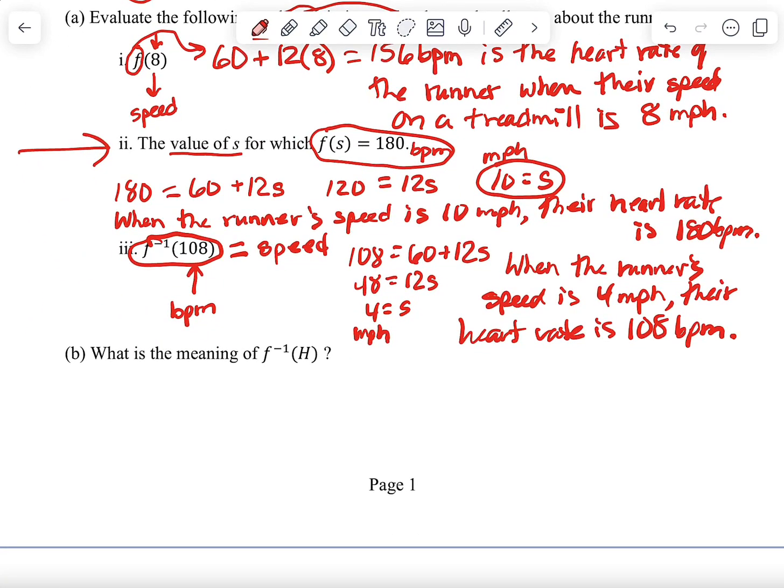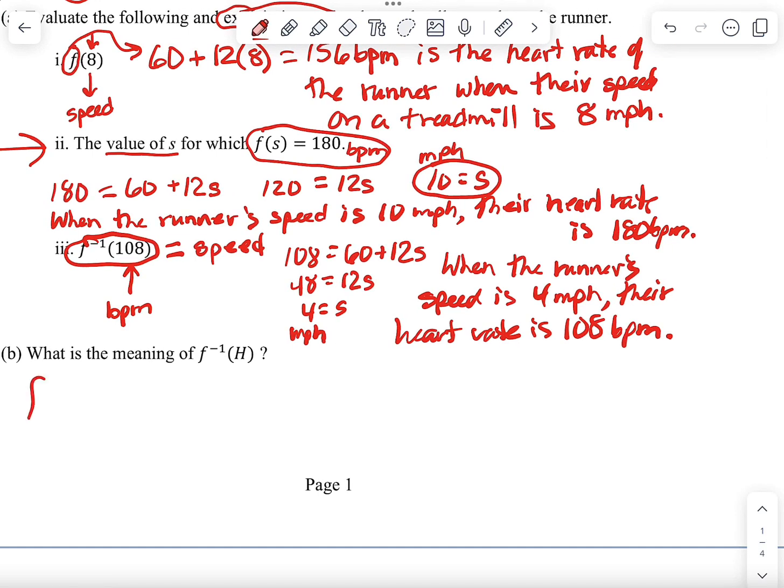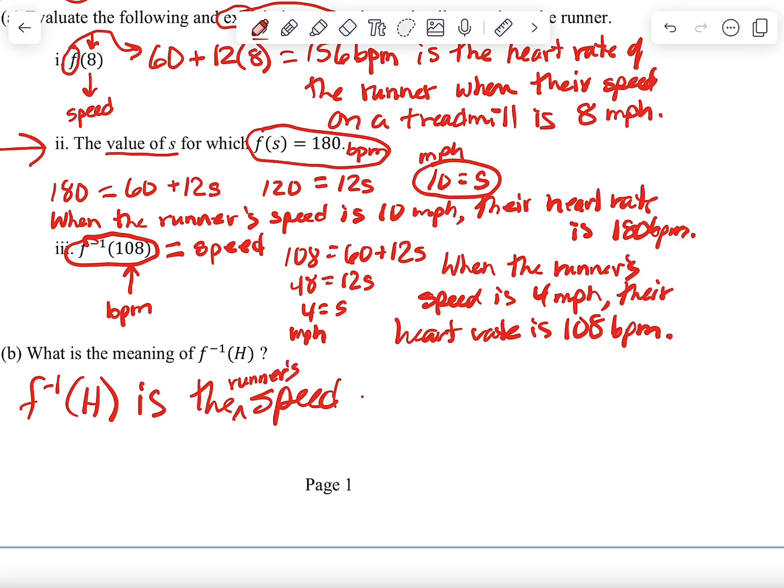And then finally, what's the meaning of f inverse of h? Well, it's nice that they put the h in there, because the only other variable that makes sense would be speed. So the meaning of f inverse of h, this is the speed. Probably should have just used the word is there. This is the speed, maybe I should say the runner's speed. This is the runner's speed when their heart rate is h beats per minute.